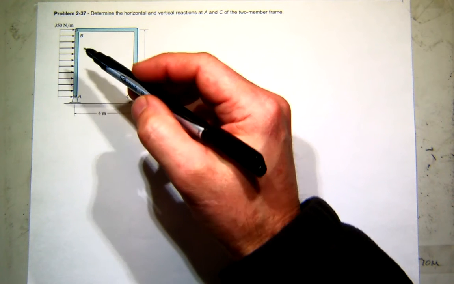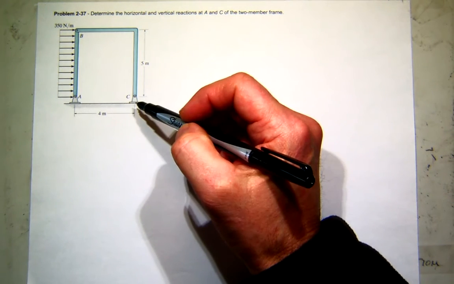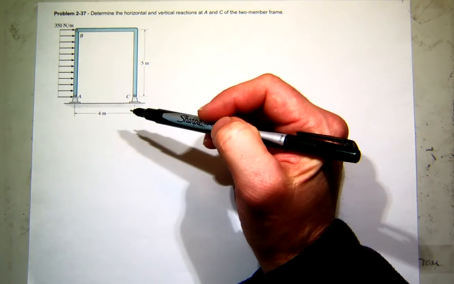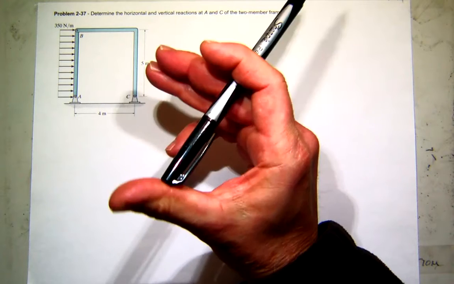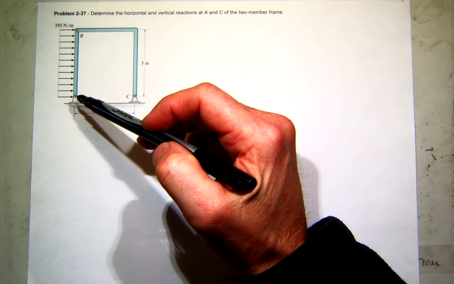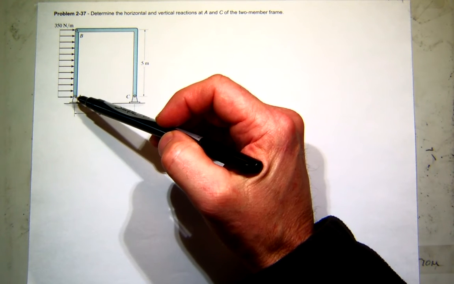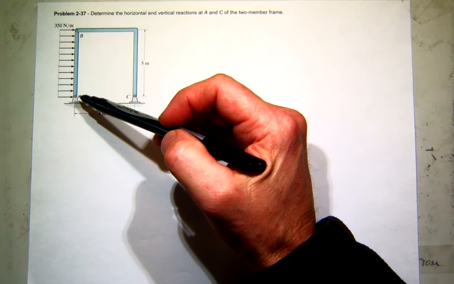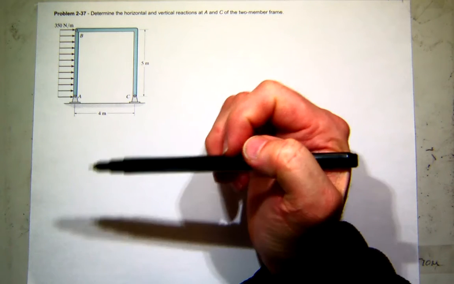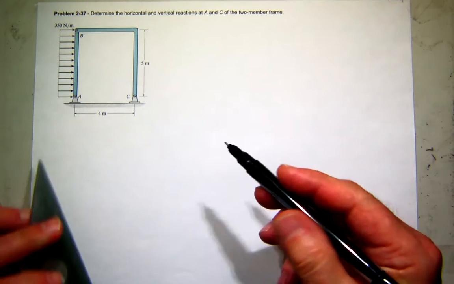That's important because if not, I would have two reactions at A, two reactions at C, one free body, three equations of equilibrium. It'd be an indeterminate problem, and we're not ready for that yet. So we're going to take this apart. The first thing I want to do is take it apart, so I can draw a free body diagram of AB and a second free body diagram of BC. Okay? So let's do that.